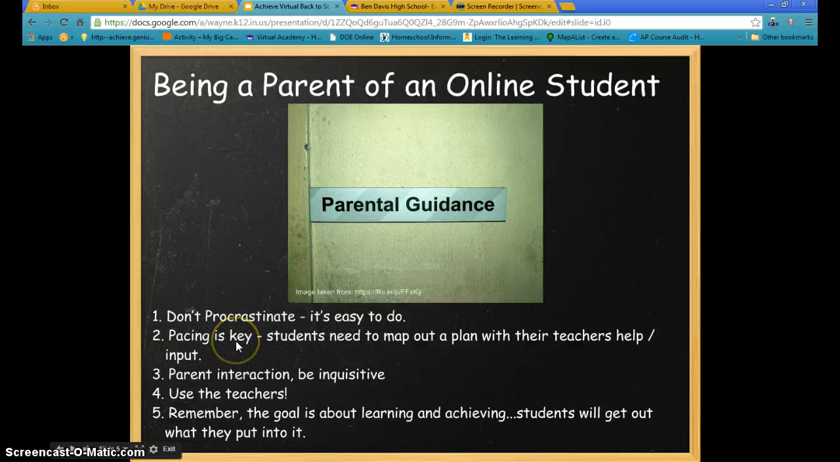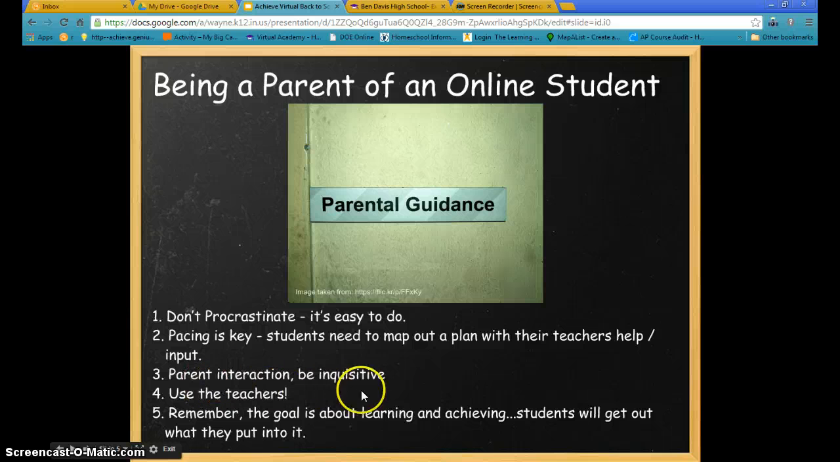Pacing is key. Students should map out a plan with their teachers to kind of determine how many assignments do I need to do each day or each week so I can still get done by that first semester deadline, which this year is December 19th. We close our first semester on December 19th.